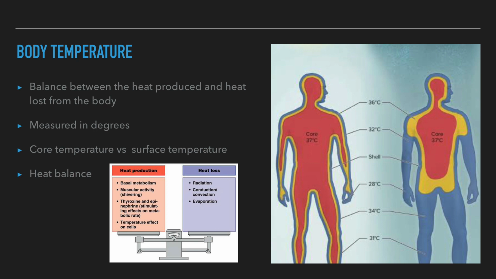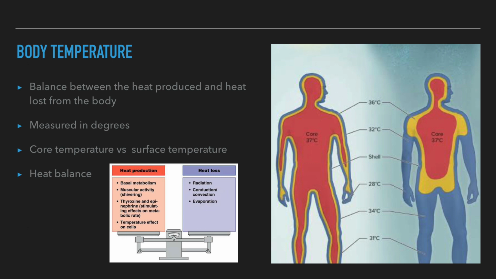Body temperature. Body temperature reflects the balance between the heat produced and the heat lost from the body, measured in heat units called degrees. There are two kinds of body temperature: core temperature and surface temperature. Humans are warm-blooded creatures, which means they maintain a consistent internal body temperature independent of the outside environment. The body's surface or skin temperature can vary widely with environmental conditions and physical activity.